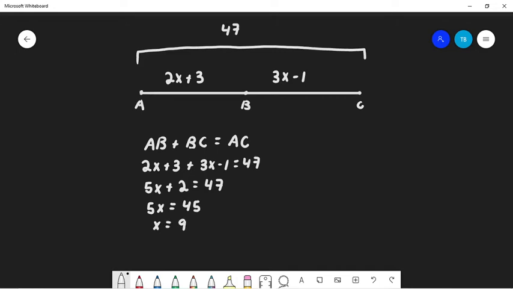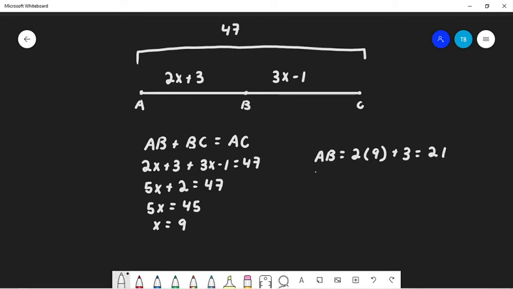So there you go. We've solved for x again. And let's go ahead and go back and plug 9 in for x to find out what the length of both AB and BC is. So AB was originally represented as 2x plus 3. So we'll plug the 9 in for x. So that would be 2 times 9 plus 3. 2 times 9 is 18, plus 3 is 21.